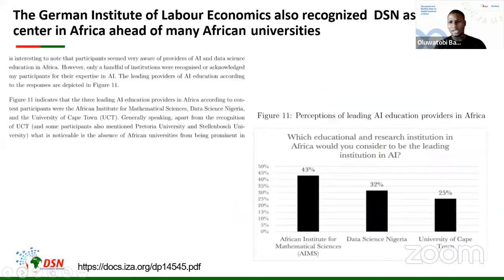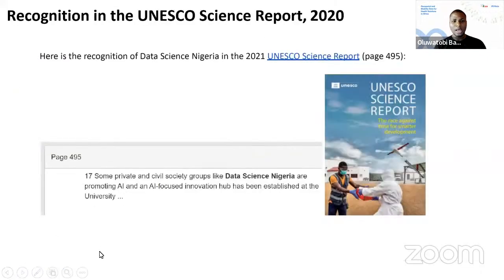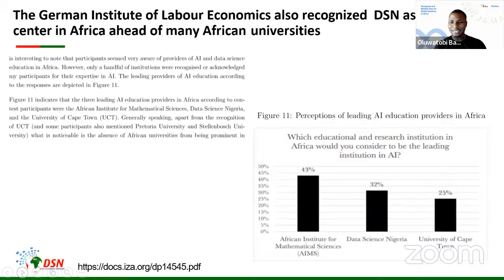We were also recognized in the UNESCO Science Report in 2020 as one of those people that are driving learning. These are the people that are driving impact in the data science and AI fields. Now, the German Institute of Labor Economics also recognized DSN as the #2 center in Africa. That's #2. So any universities you can think of come after DSN. So now the only institution that came before DSN was AIMS. And they're actually one of our very strong partners.